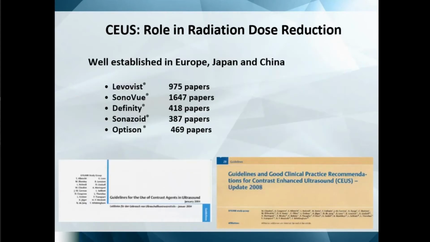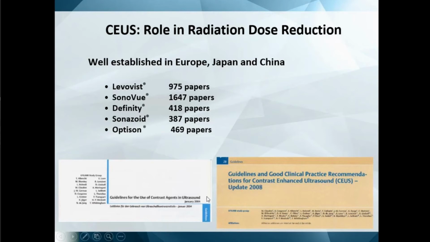We have now well-established uses of contrast-enhanced ultrasound in Europe, Japan, and China, and this is supported by a large amount of data, published papers, etc. In Europe, we use SonoVue. Levovist is no longer produced, but I understand that Sonazoid is available in Korea and Japan, but I'm not sure whether it's available in China yet.